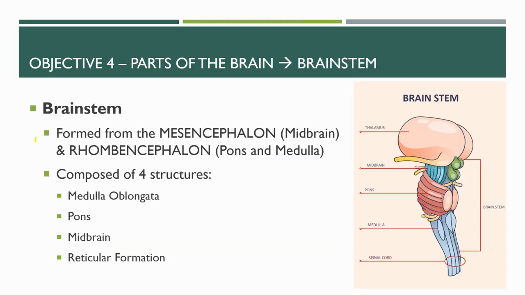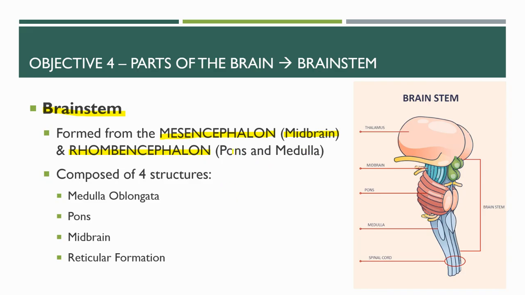And then our third brain part that we're going to be covering is the brainstem. So the brainstem actually comes from two different types of vesicles. Early on in embryonic development, you have the mesencephalon, which became the midbrain and kind of stayed the midbrain. This was the one that did not differentiate further from the primary vesicles. And then you have your rhombencephalon, which differentiated. You had your pons and the medulla.